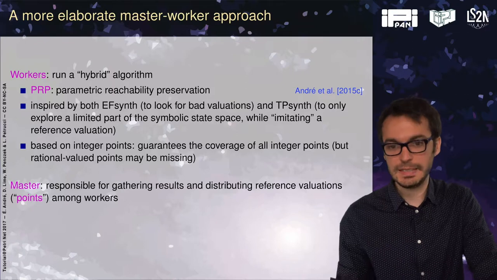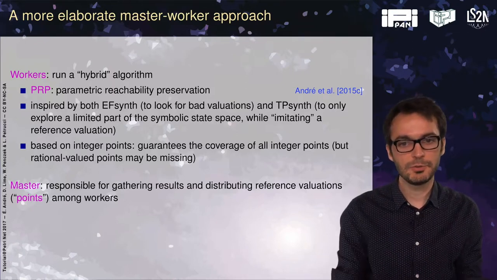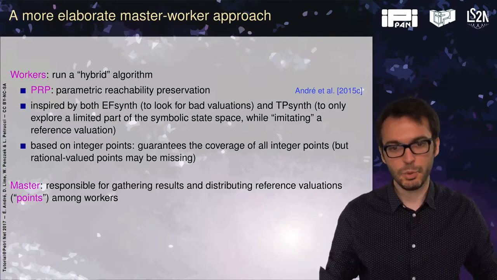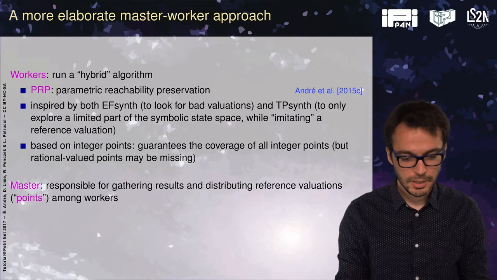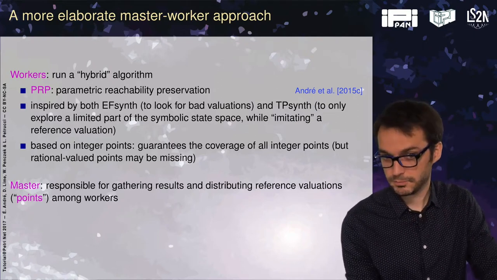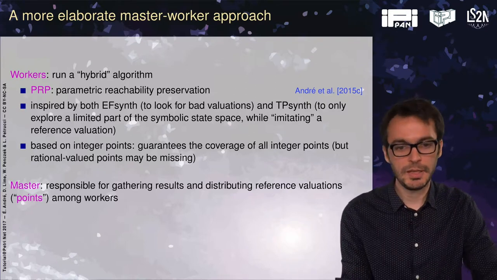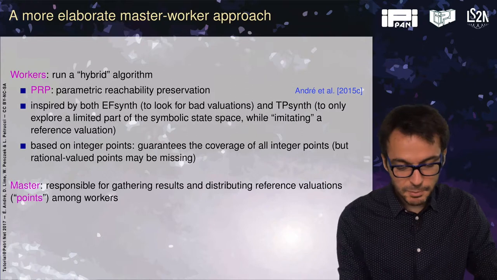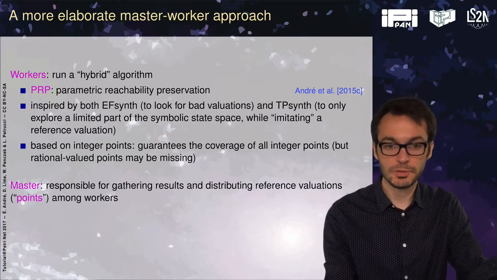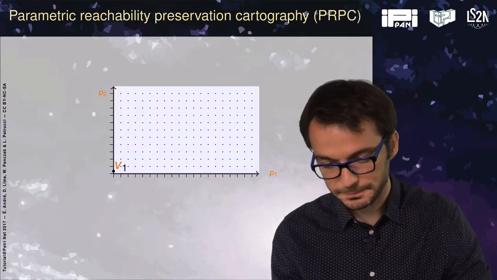It is based on integer points, meaning that we will iterate over an integer point and try to find constraints that enlarge, that generalize the behavior of one integer point. So overall, in theory, we only guarantee the coverage of all integer points, so rational values may be missing. In practice, we get most of the domain and often all of it. And then the master will be responsible for gathering results and distributing reference valuations, the points, among the workers. And this actually is not an easy task.